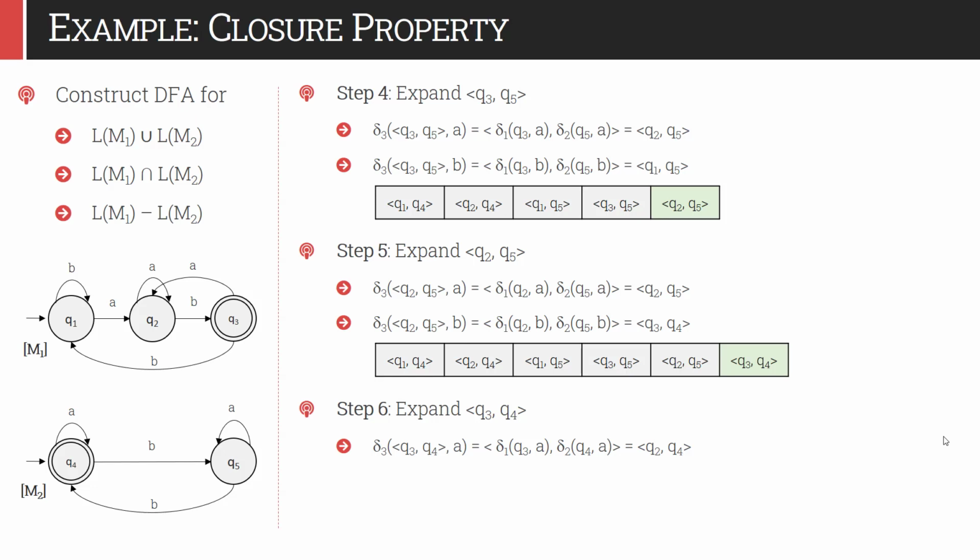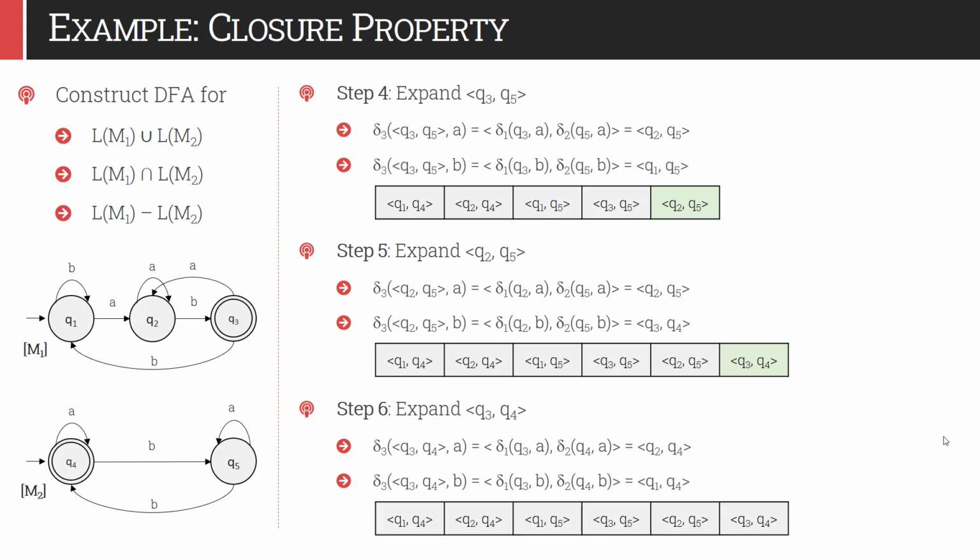Let us find the transition on A, that is Q2 Q4. That state is already in Q. So we don't have to add anything. And then we find the transition on B, it gives Q1 Q4. That state is also in Q. That means all states in Q are expanded. So all cells are now gray. So here we have to stop.